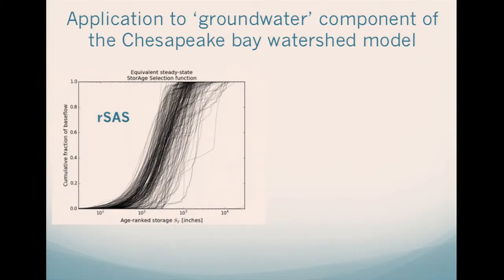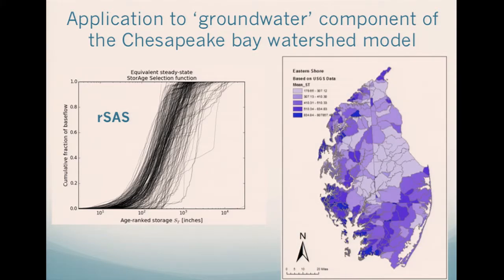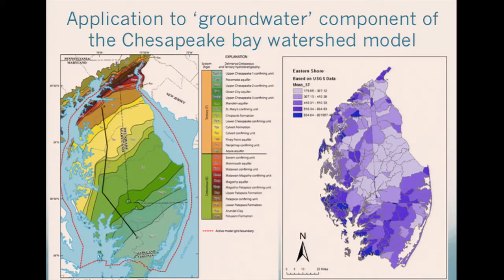So we've been doing this now. This is what the rSAS functions look like for all of these, I think, 262 sub-watersheds in the Delmarva Peninsula. They give us a distribution of sort of means of those distributions. So these are sort of a mean depth of storage that's participating in transport, and they're sort of on the order of hundreds of inches, which is about what we would expect. And they also correspond spatially with sort of the distribution of geologic structures inside the peninsula. You can sort of see patterns there.